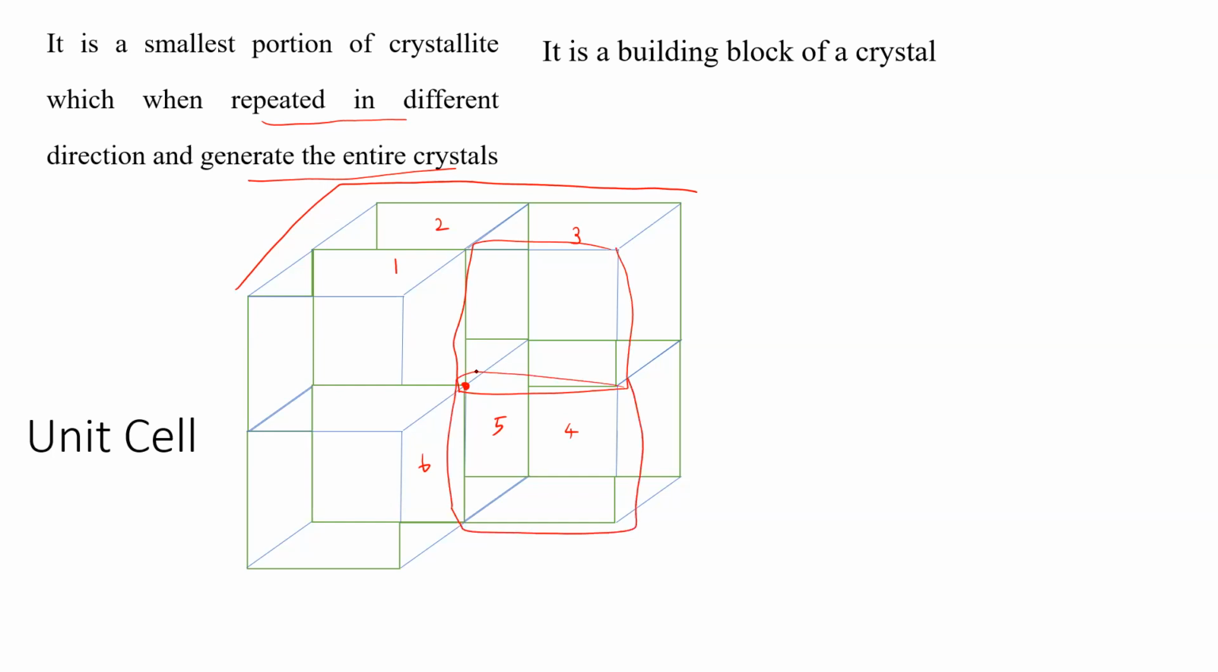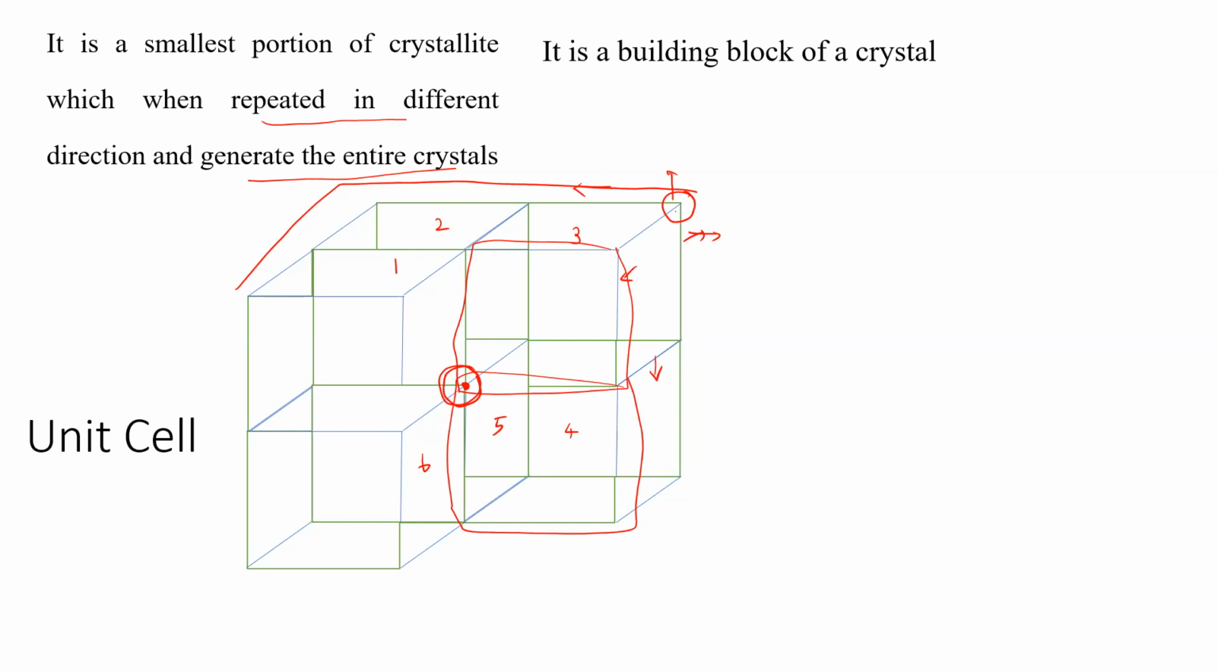Now we can consider this one corner atom. It is shared with 7 other unit cells, totally 8 unit cells. Is that clear? Yes, sir. If I'm taking this corner atom, along with that we have the top of this, right of this, bottom of this, left of this, front of this, back of this. We have many unit cells.